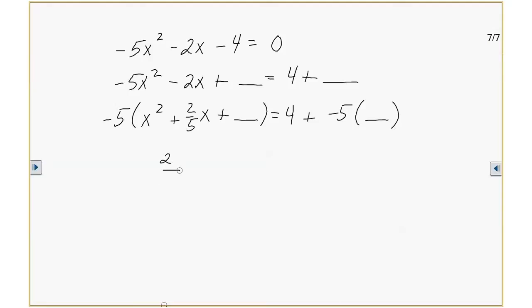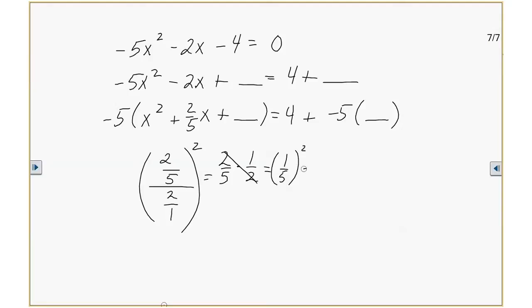2/5 divided by 2/1 is 2/5 multiplied by 1/2. 1/5 squared is 1/25. What happens to the 25 and 5? That's -1/5, right?